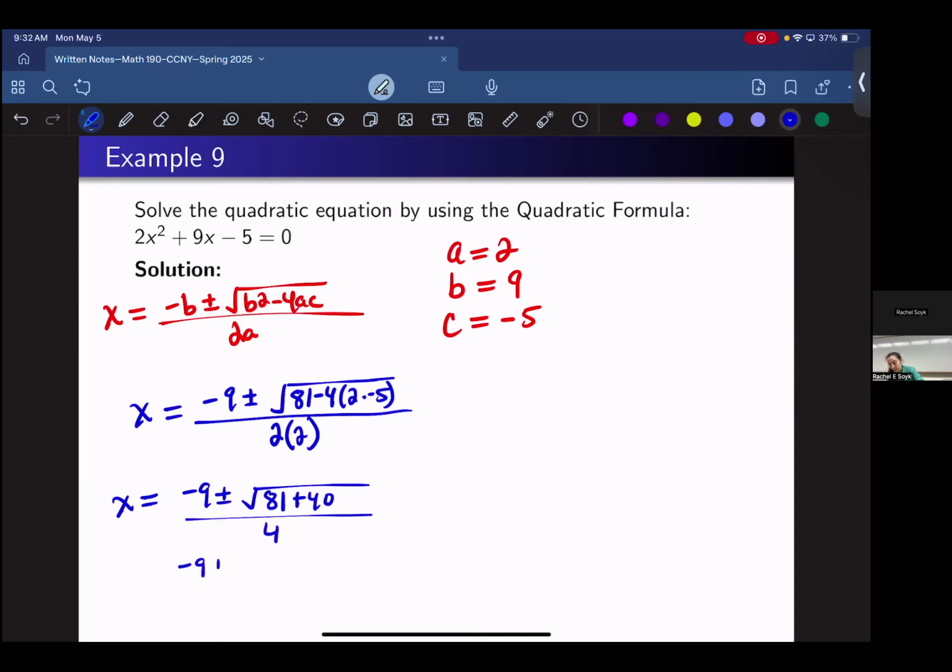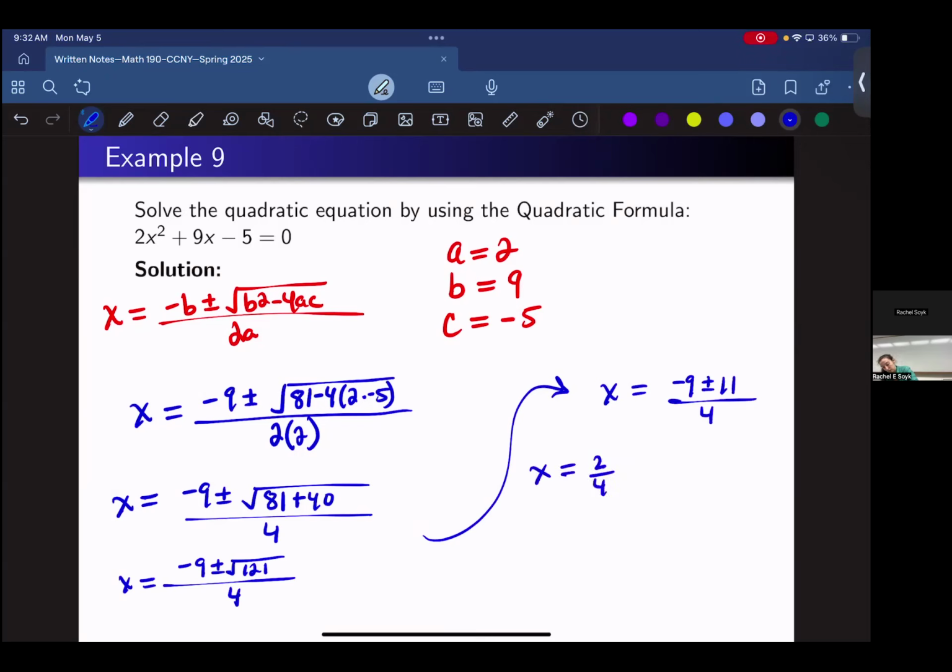So we get negative 9 plus or minus square root of 121, which is just 11. X is equal to negative 9 plus or minus 11 all over 4. Negative 9 plus 11 is positive 2 over 4. Negative 9 minus 11 is negative 20 over 4. This just gets reduced to 1/2 or negative 5. Usually you want to put it in ascending order. So negative 5 or 1/2 are your final solutions.